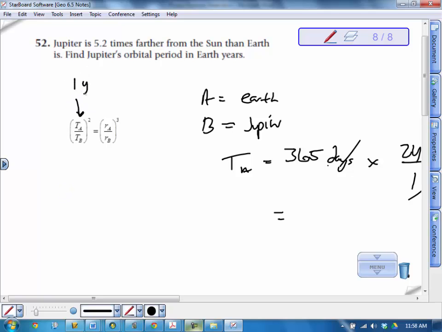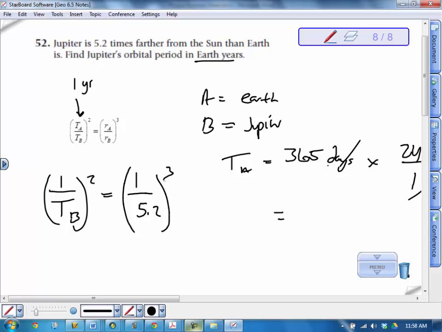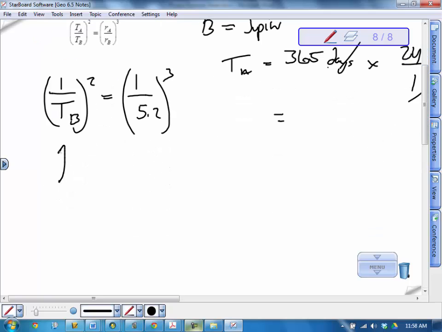We might as well just use whatever we want. So let's use the simplest thing we can, which is 1 year. And that's what it wants it in anyway. So this will be 1 year divided by what we're trying to find, which is the period of Jupiter around the sun. And that equals the average orbital distance from the Earth to the sun, which we'll say is 1. And then that way we can use 5.2 for the average orbital radius of Jupiter around the sun. So that's really all we had to do. I made it way harder than I had to. And we can just solve for T_B. So I would raise both sides to the 1/2 power to get rid of that power. And then you have this.